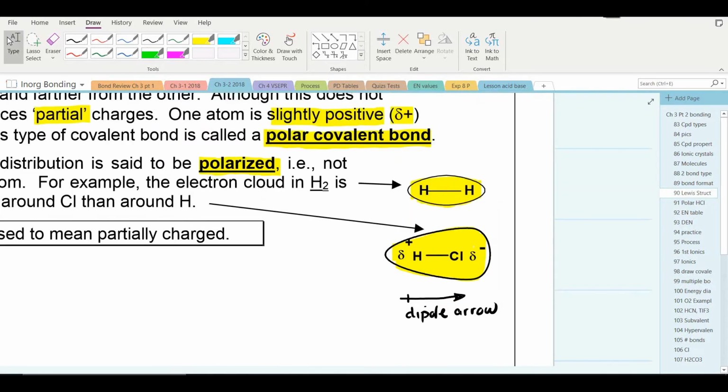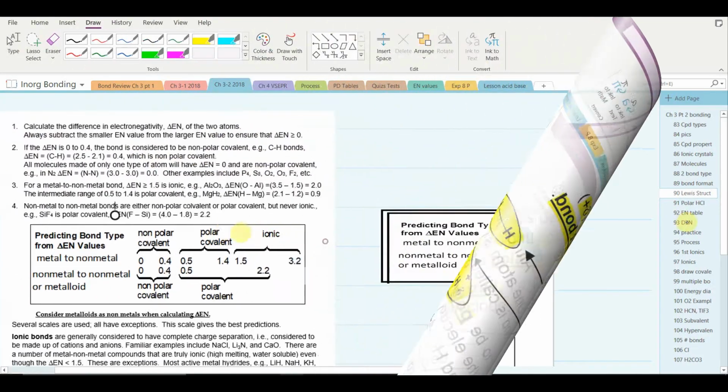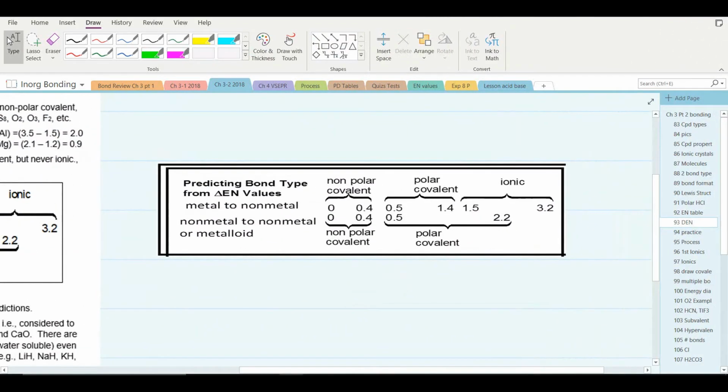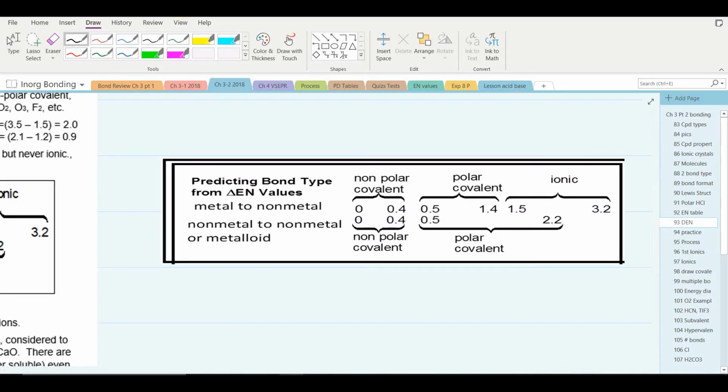So how do we determine when a bond is polar covalent or ionic? Would you look at page 93, please? We calculate the difference in electronegativity between the 2 atoms that are bonding, and we compare it to the values in this table. So if you have a metal bonding to a non-metal, use the upper scale. If you have a non-metal bonding to a non-metal, or a metalloid, or 2 metalloids, use the bottom scale. So the difference in electronegativity would tell you the type of bond that's present, and you'll be right most of the time.